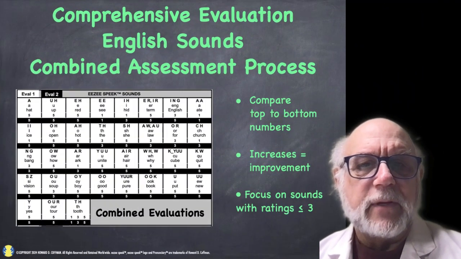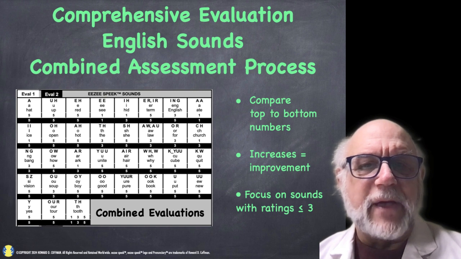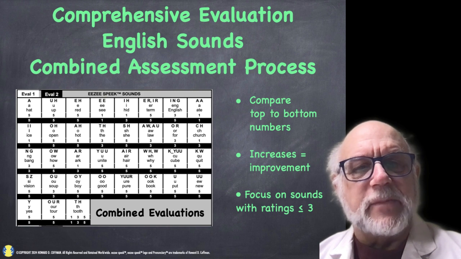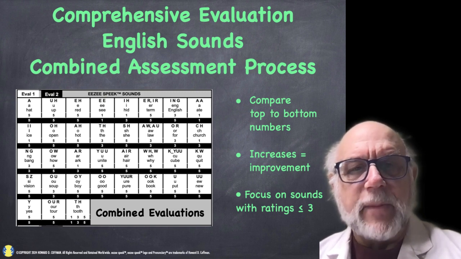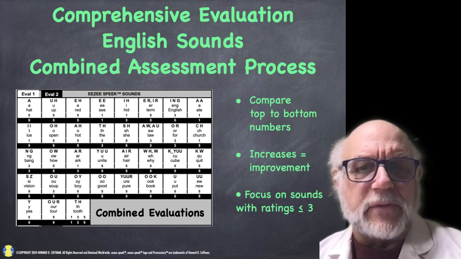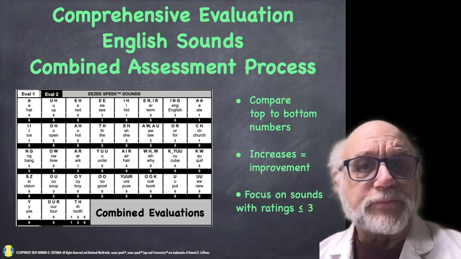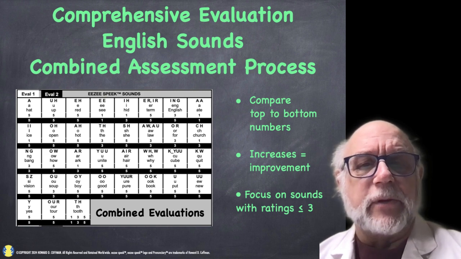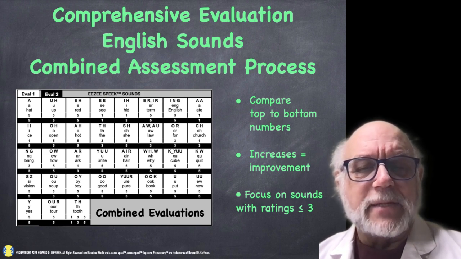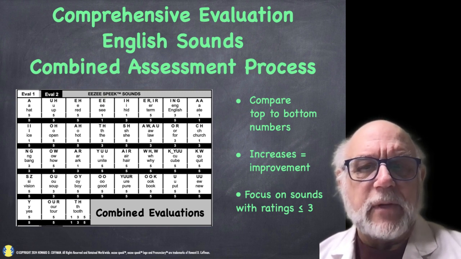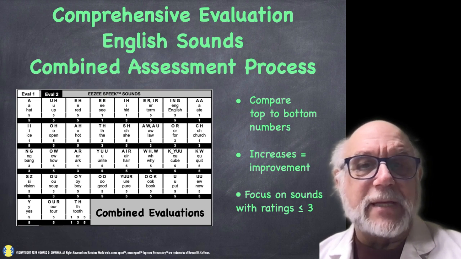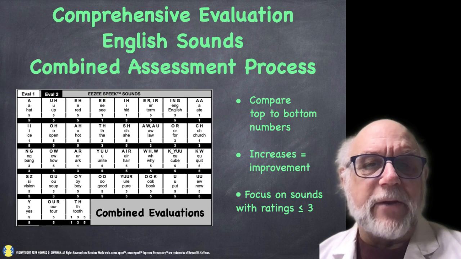The next slide combines the assessment from the first evaluation with the second evaluation. What we want to do here is compare the values between the first and second evaluations. In our case, they were done after 10, 12 hours of instruction, so within a month, this particular comparison was done. Like I said, compare the first and the second rows. Increases show improvement. If you have ratings less than or equal to a 3, those are areas of concern.